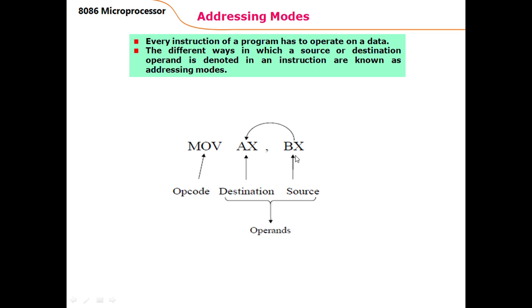So this 16-bit content from the source register is moved in the direction of the arrow to this destination operand, which again is a register. So this move instruction moves 16-bit data from the source register BX to the destination register AX. So we will be using this instruction to understand different addressing modes.